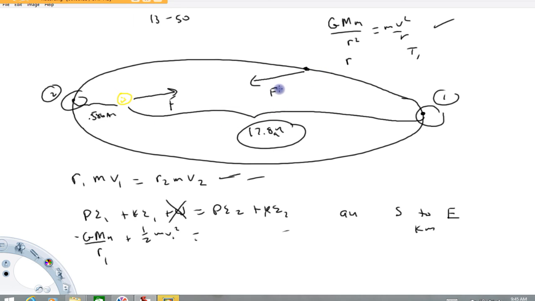This force, one could argue, does work as the object goes from 1 to 2, but that's taken into account with these potential energy terms. So that should be enough to get this problem well underway.